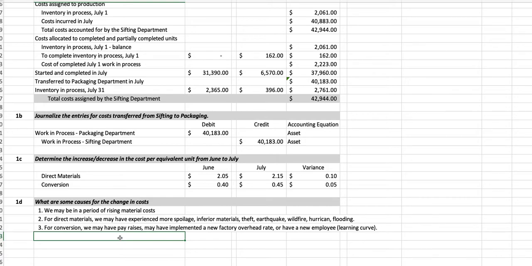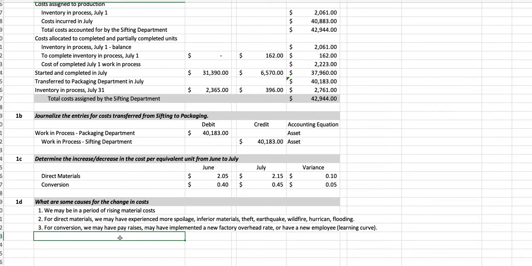So for spoilage, maybe we ordered too much. We weren't able to mill and sift and package all of the flour or all of the wheat quick enough before it spoiled. For inferior materials, maybe we just recently switched suppliers, and maybe this new supplier is providing us with inferior materials. For theft, maybe we need to increase our security, whether it's physical security or digital security.